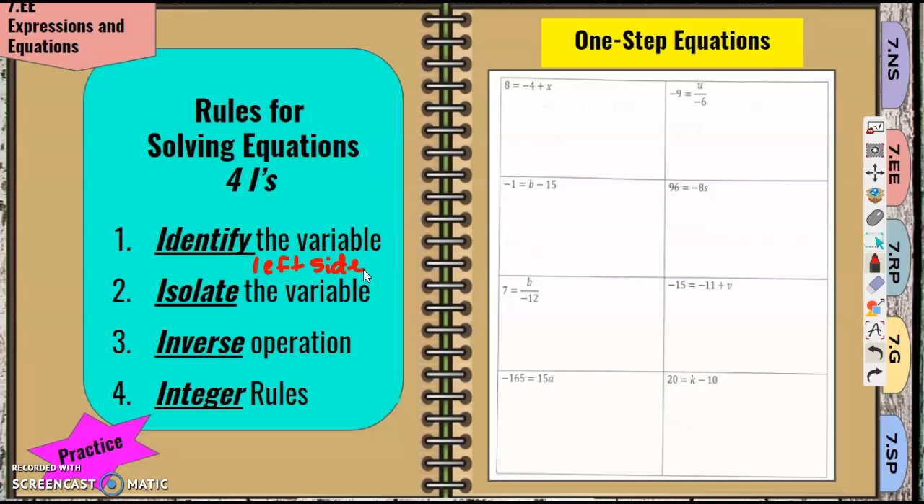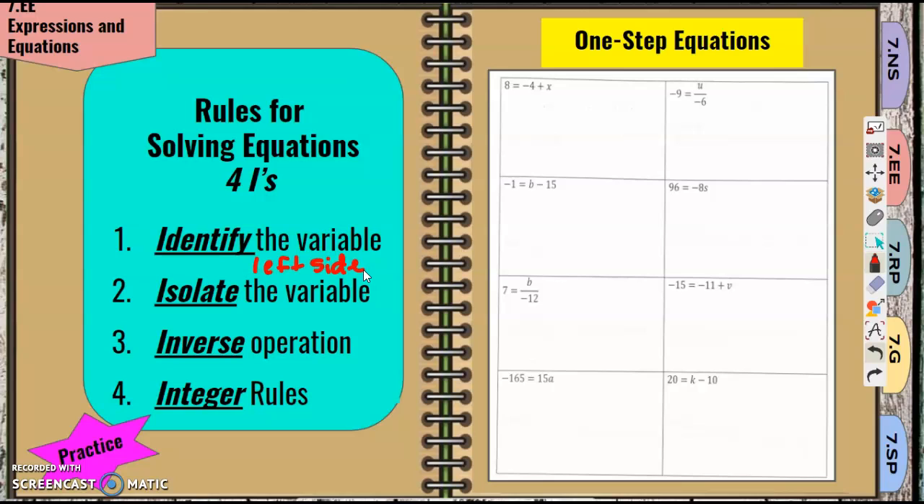Then we're going to isolate the variable, which means we're going to get the variable by itself by using inverse operations. The order of operations says that we multiply and divide left to right, then we add and subtract left to right. The opposite of adding is subtracting. The opposite of multiplying is dividing, and vice versa. So we're going to look at what's being done to the variable, and we're going to do the opposite of that in order to get the variable by itself. And when we do that, we're going to use the integer rules from Unit 1.